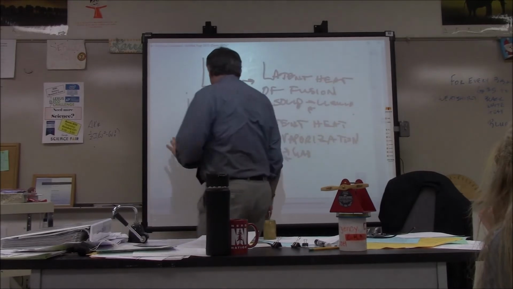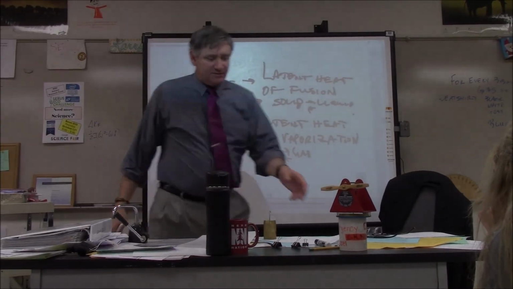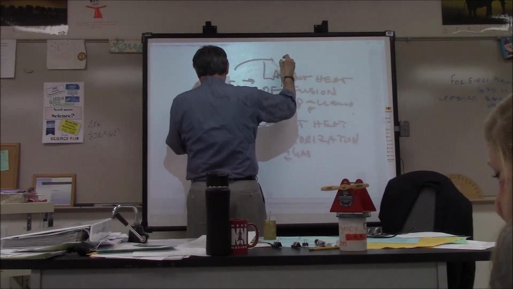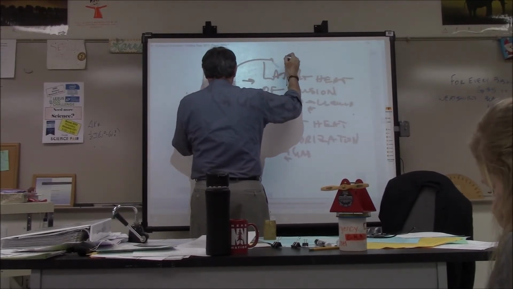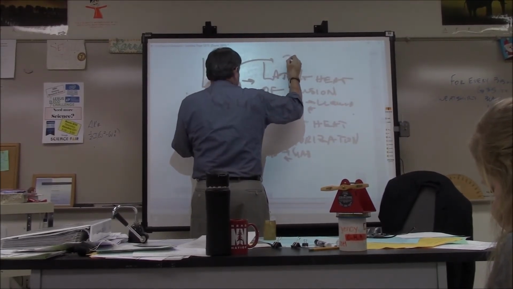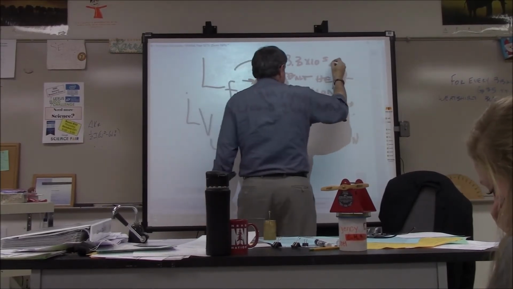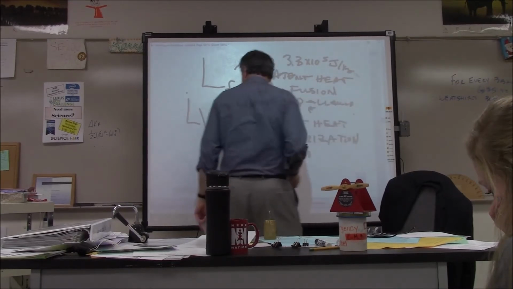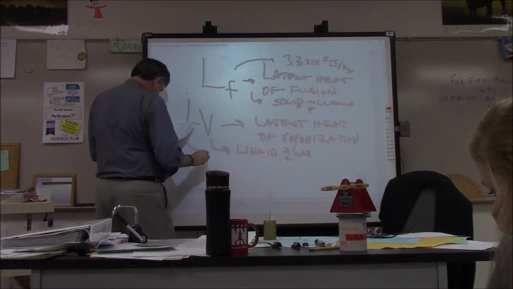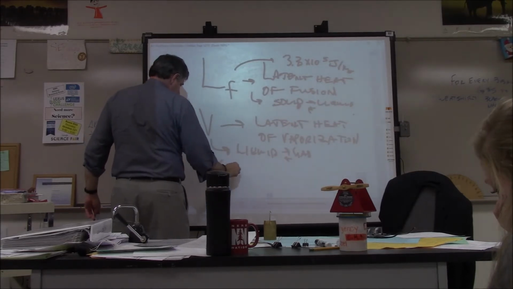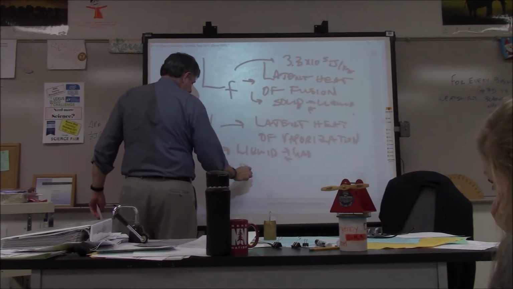So if you look at the units, if you look at these numbers, for ice, and this is the one that we're going to use most often, that is 3.33 times 10 to the fifth joules per kilogram. And this is 2 point something, 2.6 times 10 to the fifth.